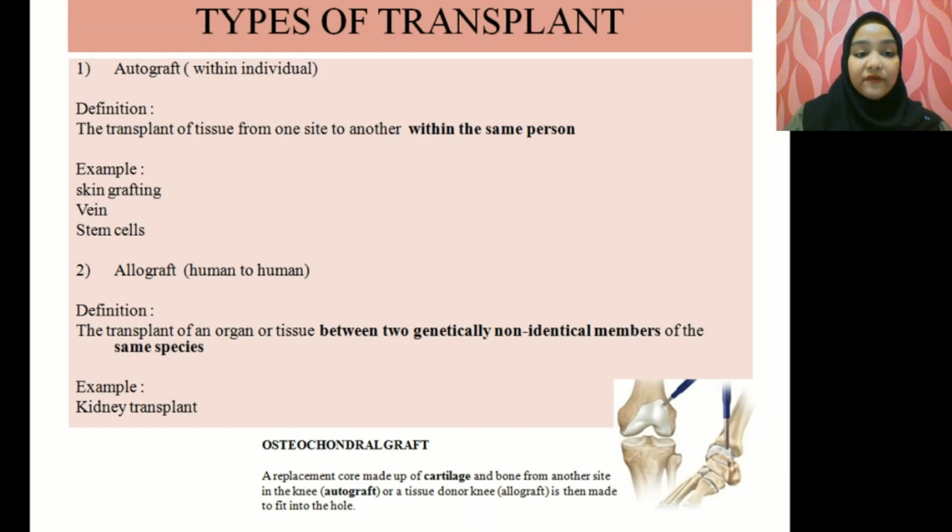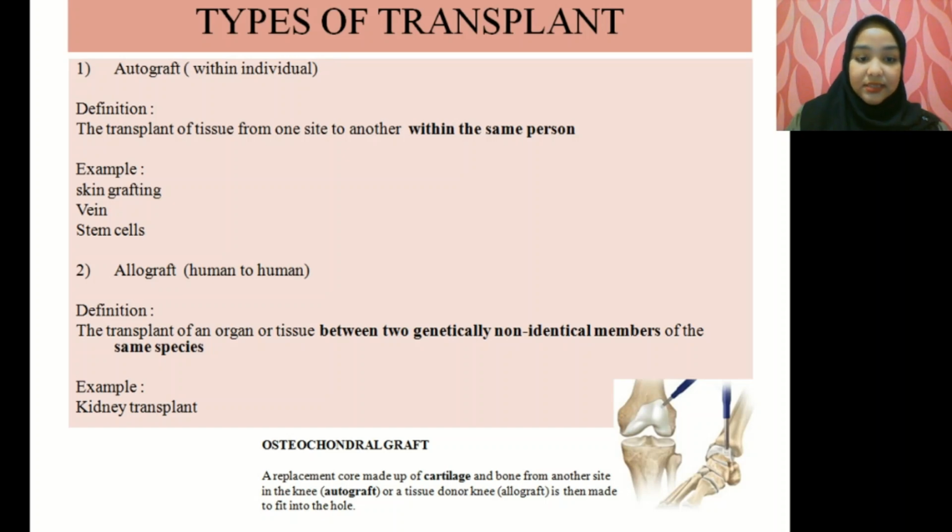Second, the allograft. Allograft is human to human. Basically, the definition is the transplant of an organ or tissue between two genetically non-identical members of the same species. It means the transplant happens between the same species but different people, because they have different genetics. So this is common, like kidney transplant.